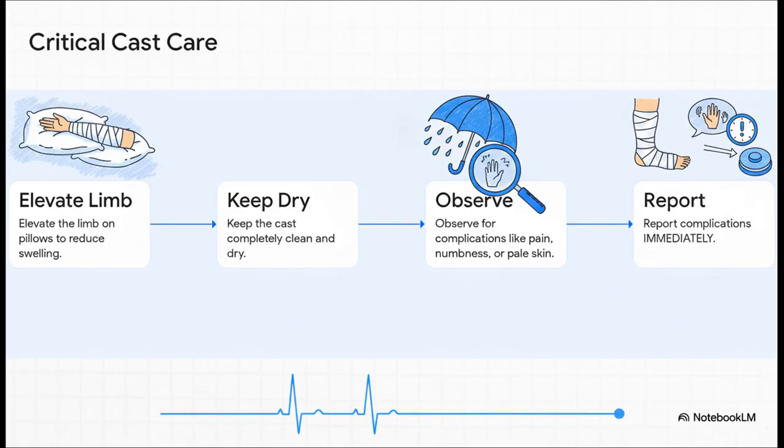Okay, let's zoom in on cast care, because I can almost guarantee you'll see this on your exam. Yeah, you elevate the limb on pillows, you keep the cast dry, that's all important. But steps 3 and 4, that's where it gets critical. You have to be watching for complications. We're talking pain, numbness, swelling, pale skin, and if you see any of those signs, you report them immediately. No hesitation, it's a huge deal.